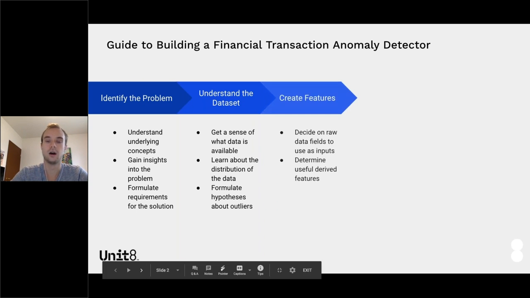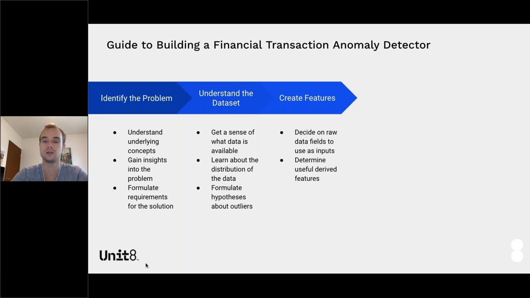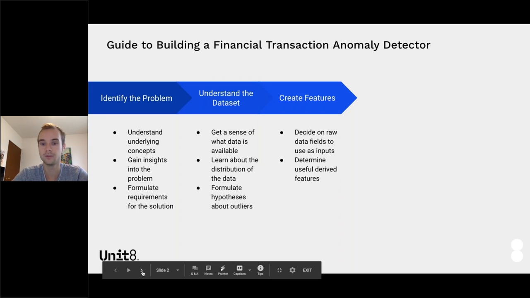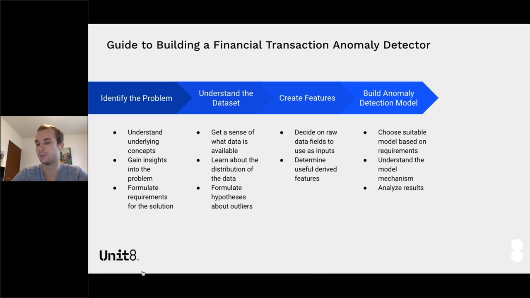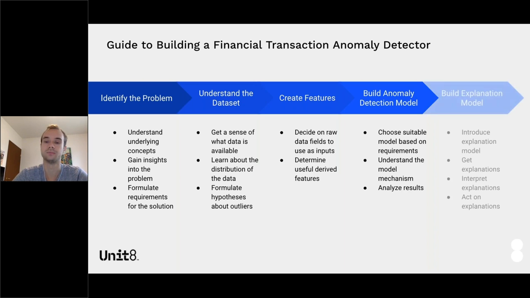Then we want to create features, so inputs to our model. So we decide on which raw data fields we're going to use, as well as features that we're going to derive from existing data. Then we get to the core of our anomaly detection system, which is a machine learning model. So here we choose a suitable model based on requirements we formulated, and we try to understand the model mechanism, and then we look at the outputs of that model.